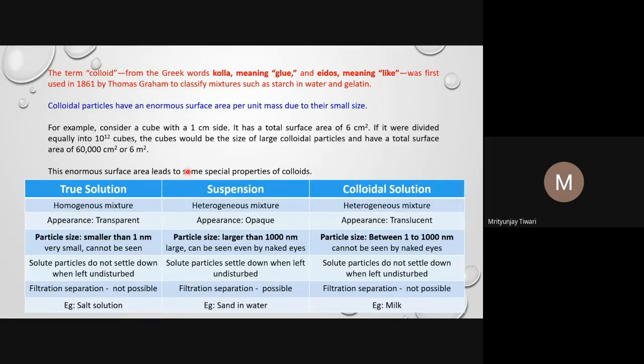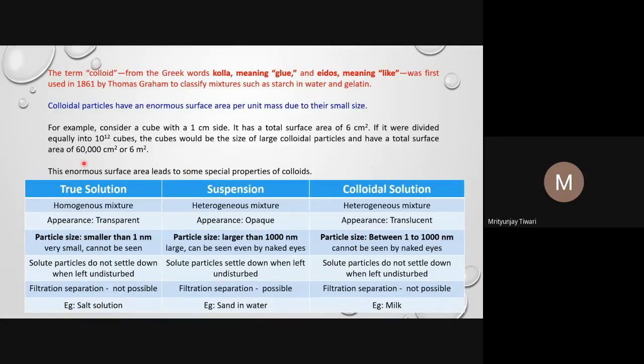Colloid means glue-like, and it was first used in 1861 by Thomas Graham to classify mixtures such as starch in water and gelatin. Colloidal particles have enormous surface area per unit mass due to their small size. How can one realize how large the surface area of colloidal particles is? These particles are in the nano range, we also call them nanoparticles.